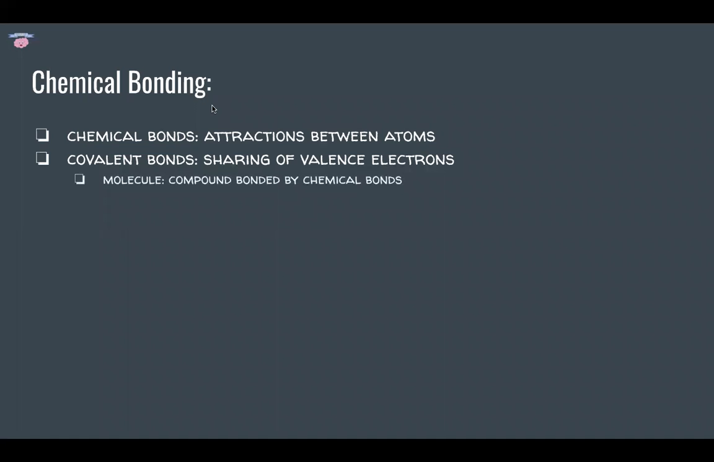A molecule is a compound bonded by chemical covalent bonds. It says chemical bonds here, but most molecules are bonded by covalent bonds. A molecular formula indicates the elements and the ratios. Like I said, H2O would be a molecular formula. It indicates the elements, hydrogen and oxygen, and the ratio, 2 to 1.